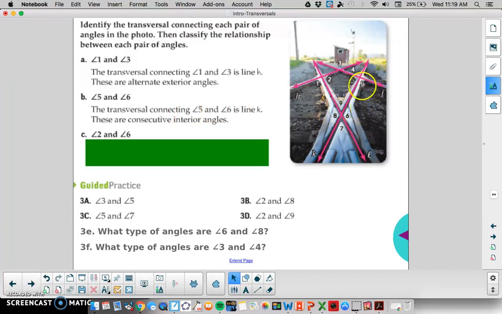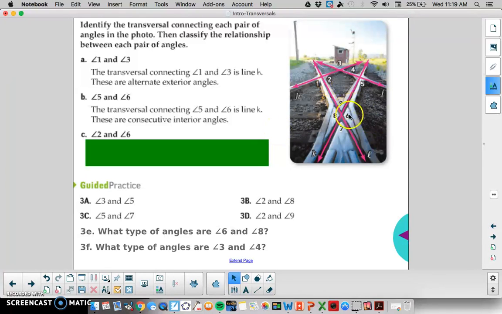5 and 6. 5 is here and here. The transversal that cuts both of those angles is line K. And they are consecutive interior angles. They're inside lines J and L, and they're on the same side of that transversal K.